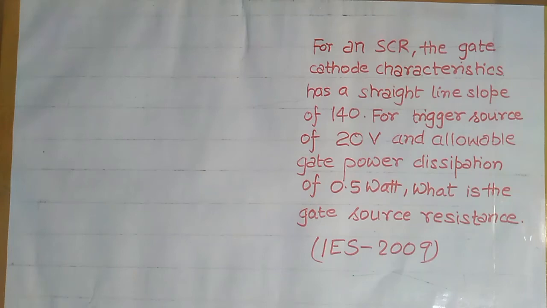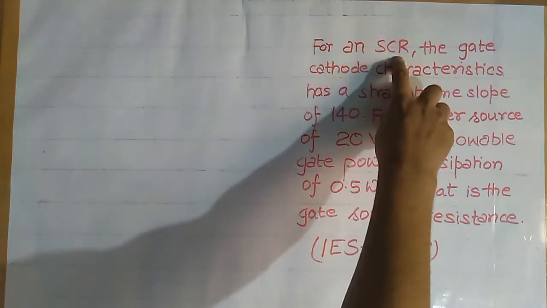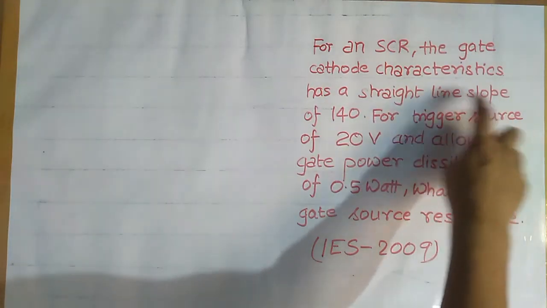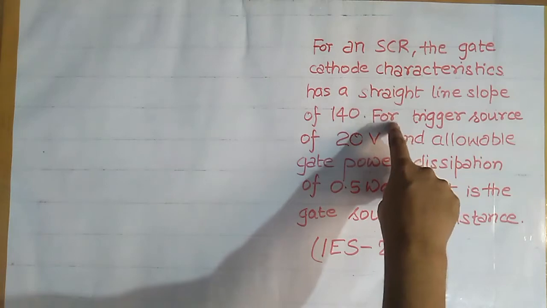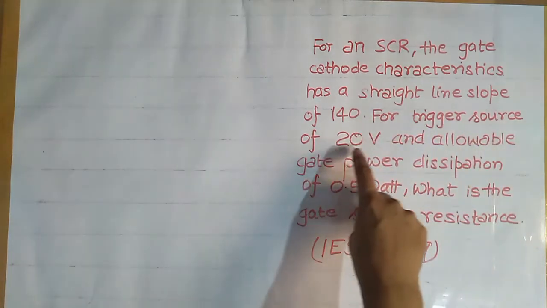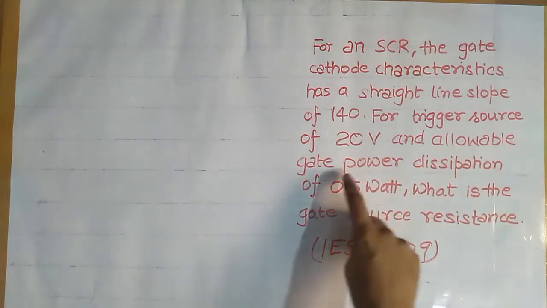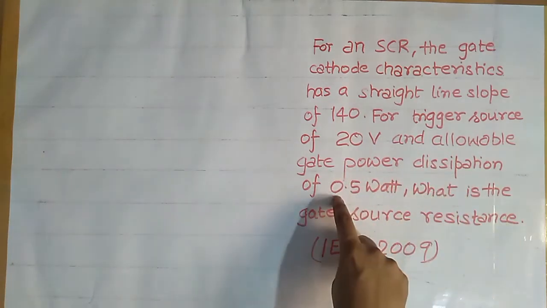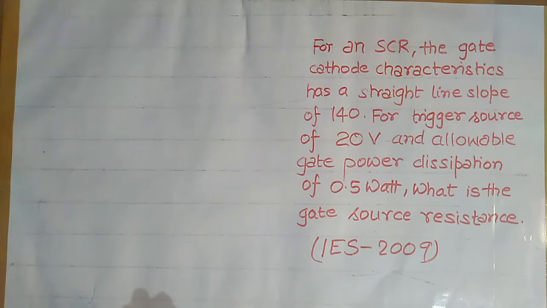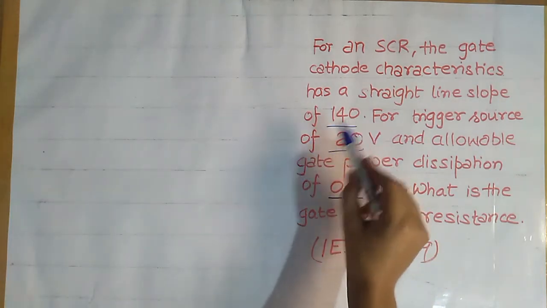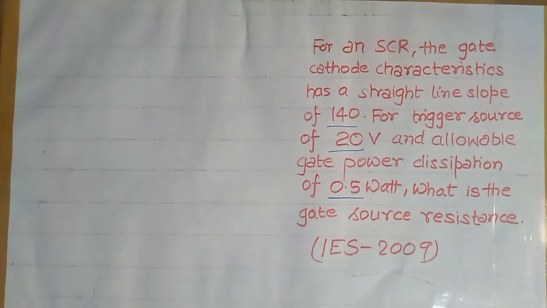Now we will solve the question that was asked in ES 2009. For an SCR, the gate cathode characteristic has a straight line slope of 140. For a triggered source of 20 volt and allowable gate power dissipation of 0.5 watt, what is the gate source resistance? Okay, here these three values are given.